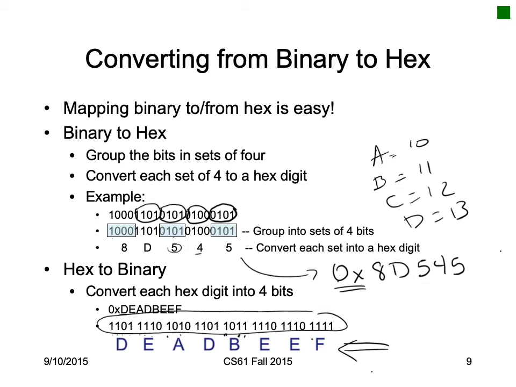A is equal to 10, so that's going to be an 8 plus a 2. We already did D once, so I'm just going to copy that over. B is equal to 11, so that's got to be an 8 plus a 2 plus a 1. And sure enough, I've got an 8 plus a 2 plus a 1. And I've already done E a couple times, and then finally F is all ones, so 1111. So this hexadecimal number corresponds to this binary string.